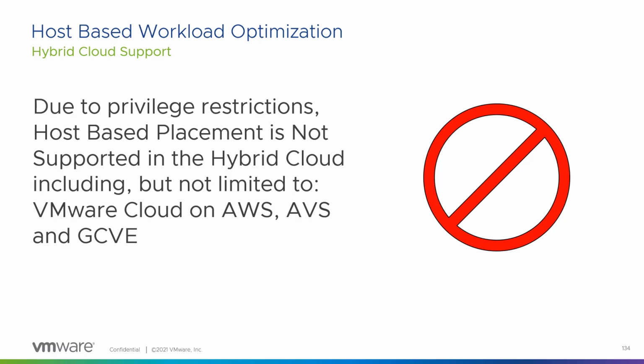Now, one thing to keep in mind, host-based workload optimization is not currently supported in the hybrid cloud. There are specific types of privileges that are being restricted on purpose because of the hosts that we're running in the hybrid cloud environment. So it's not something that we can leverage to push those kind of DRS changes in automatically. So right now, host-based placement is not available on hybrid clouds like VMware Cloud on AWS, AVS, GCV, etc. Cluster-based placement is already supported and will continue to be supported by that.